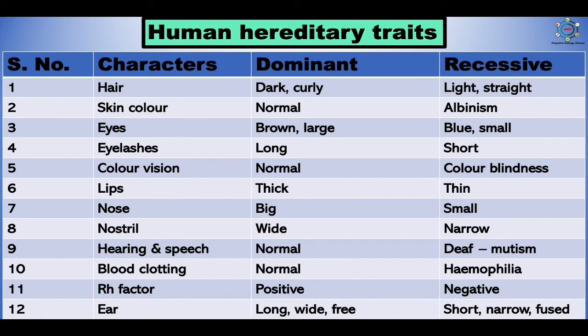Nostrils wide are dominant and narrow are recessive. Hearing and speech normal is dominant, and deafness and mutism is recessive. Blood clotting, if normal, then dominant, and haemophilia, then recessive. Rh factor positive is dominant, and negative is recessive. And ear long, wide, free is dominant, and short, narrow, fused is recessive. So these all are the human hereditary characters or traits, which you can see here, dominant and recessive, and these show the Mendelian pattern of inheritance.